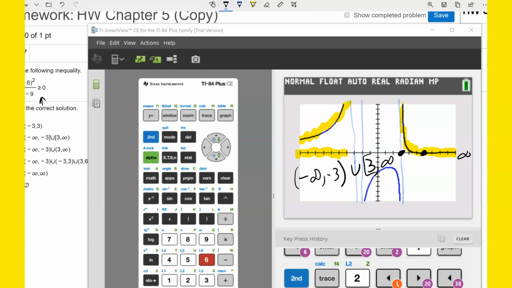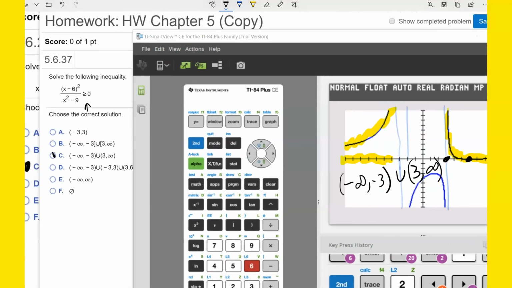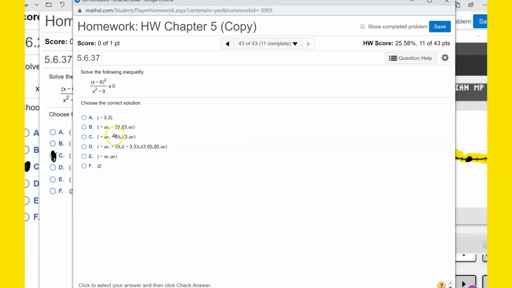Include the, nope, that's an asymptote, don't include the 3. 3 to infinity. Let's see if that's the answer. Negative infinity to -3, union 3 to infinity. Yeah, that should be option C. Option C should be a good option. Let's choose that and make sure we're right. That was a pretty tough little problem.